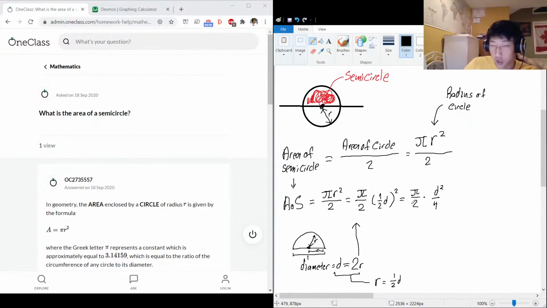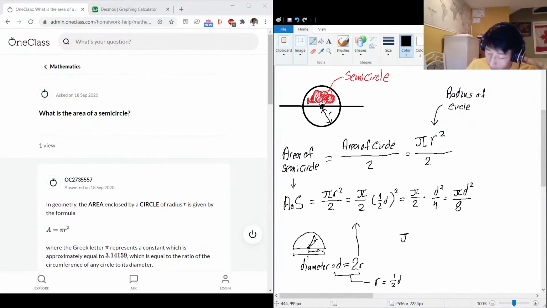Okay, so let's compress this even more. We can multiply the 2 and the 4 on the denominator together, so we get pi times D squared divided by 8. That is equal to pi times radius squared divided by 2, which is the area of the semicircle.